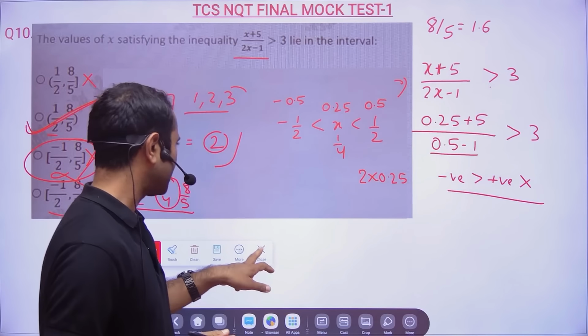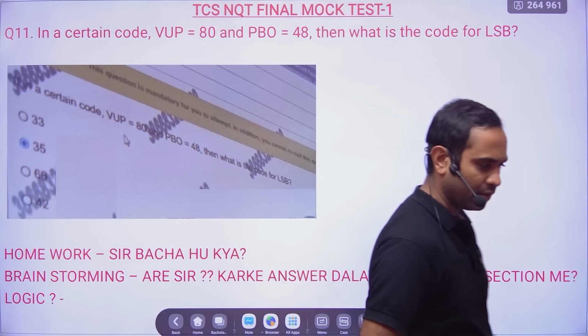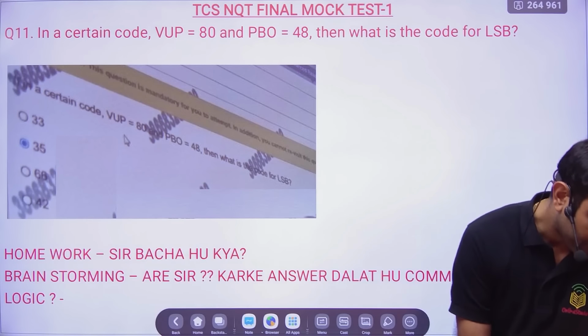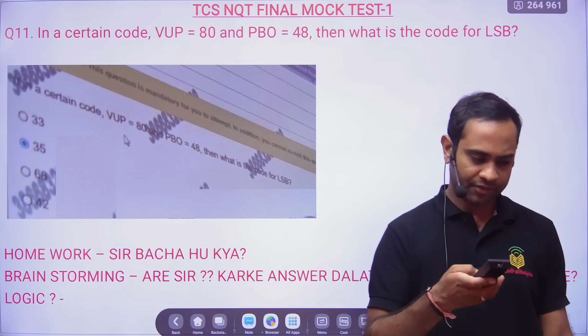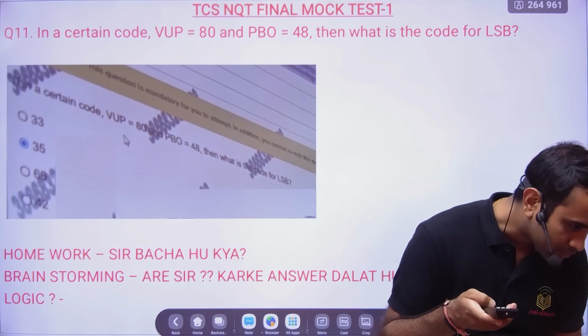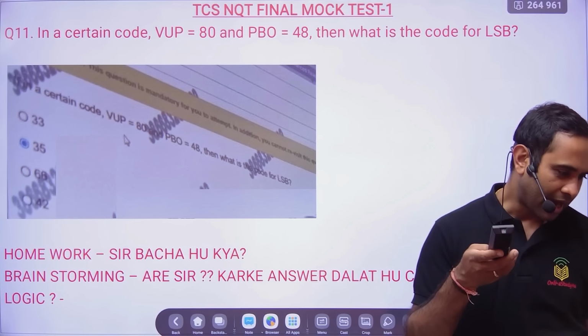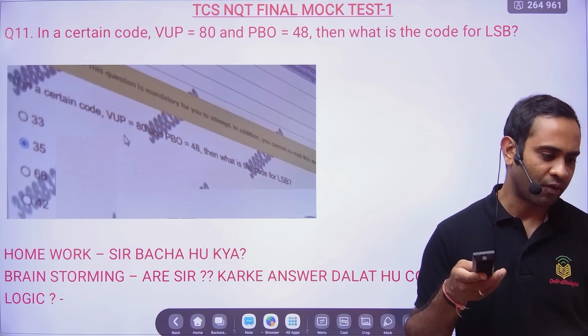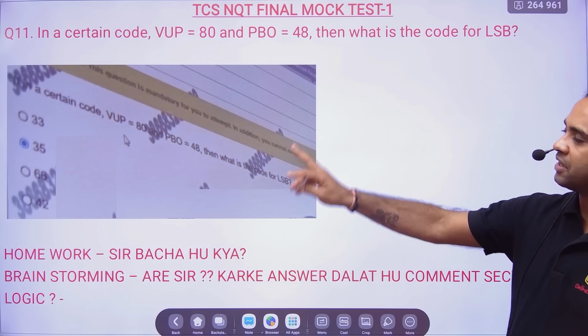There are a few questions which will be tough, there is no doubt. One question I have given to you. In a certain code, BUP is 80 and PBO is 80. Then what is the code for LSB? Sir, homework. This is your homework.